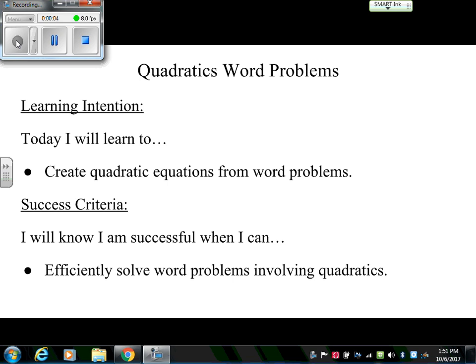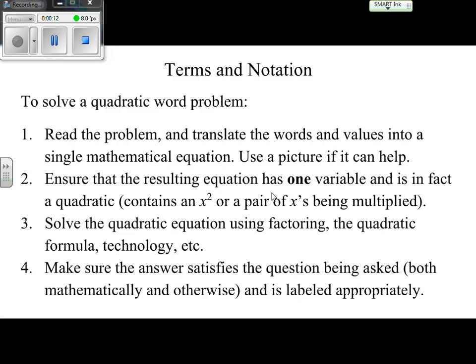Today we'll be talking about creating quadratic equations from word problems, and we'll know we're successful when we can efficiently solve word problems involving quadratics. So I've put together a list of steps to help guide you in creating a quadratic from a word problem and then making sure that you solve it successfully.